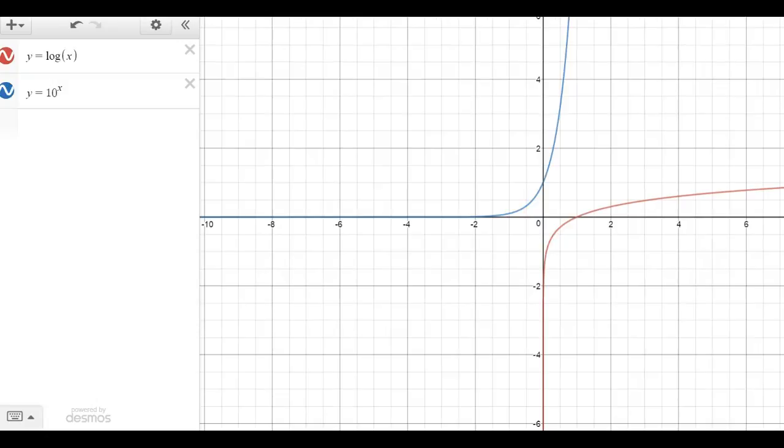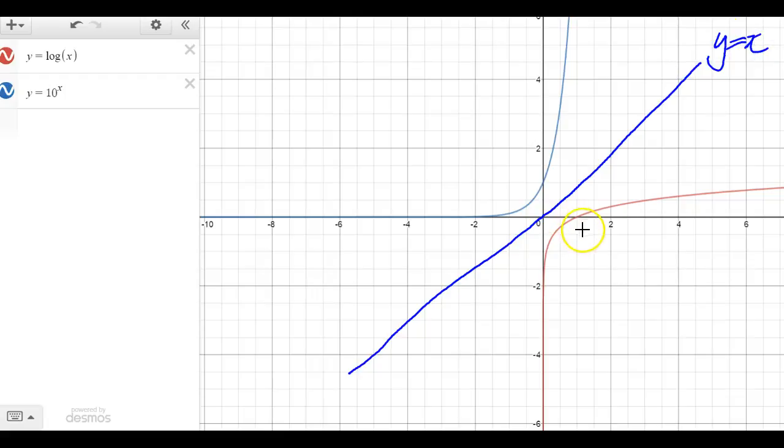I'm going to try and draw in the mirror line here for you. Let's try and draw that. So if this is y equals x, you can see here that one graph is a reflection of the other. So that's kind of cool to know. So when I have y equals 10 to the x, the reflection of it is going to be y equals log base 10 of x. So that is a pretty cool feature of log graphs.